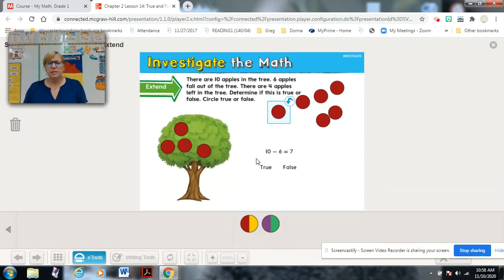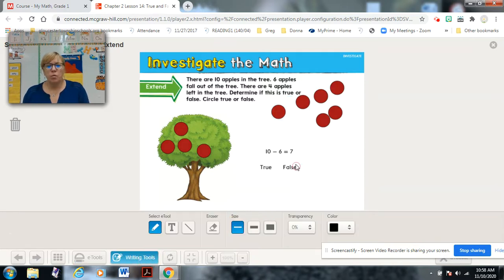But now 10 minus 6, which I just did, equals 7. Well, no, it doesn't equal 7 because we figured it out. It equals 4. So this statement, boys and girls, is false. Okay, so that is showing how we investigated the math statement. 10 minus 6 equals 7. Nah, it's false because we did it and we figured it out. And that statement, 10 minus 6 equals 7, is false.